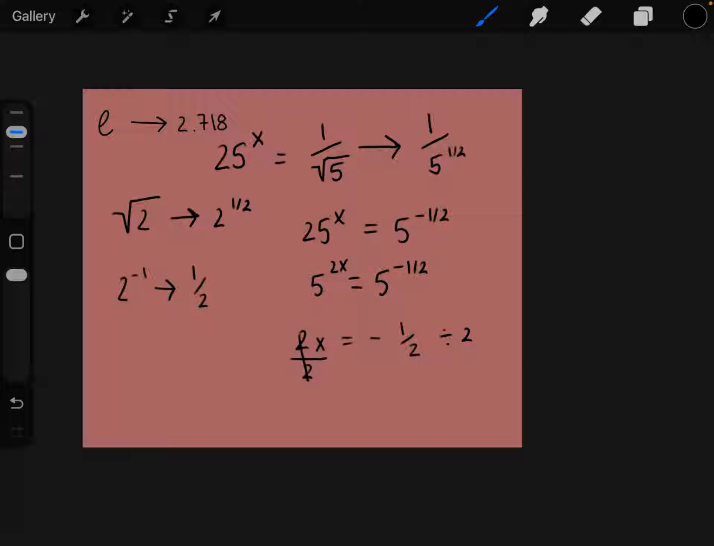If you don't know how to divide fractions, 2 is technically 2 over 1. When you divide fractions, you simply flip them and then multiply across. So 1 times 1 is -1, 2 times 2 is 4. So x is equal to -1/4.